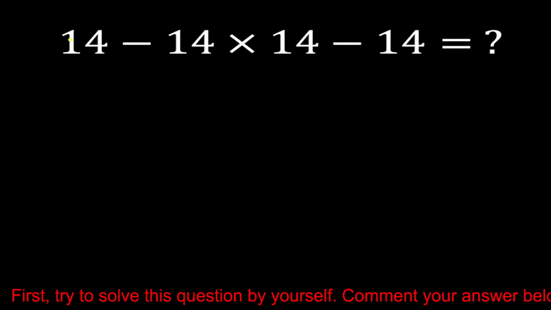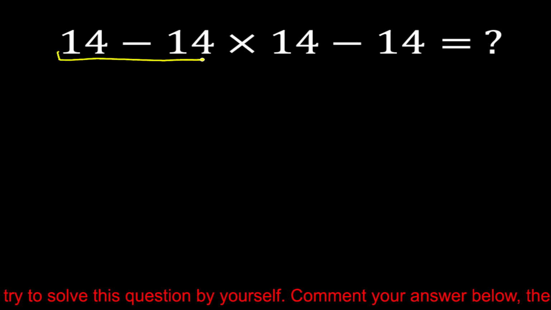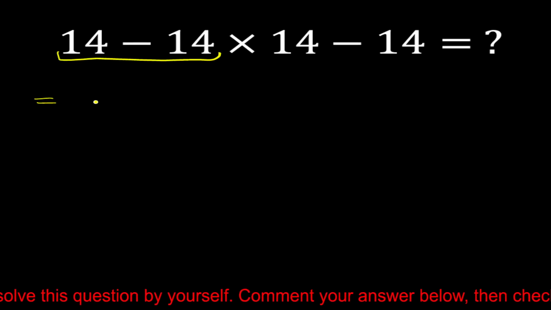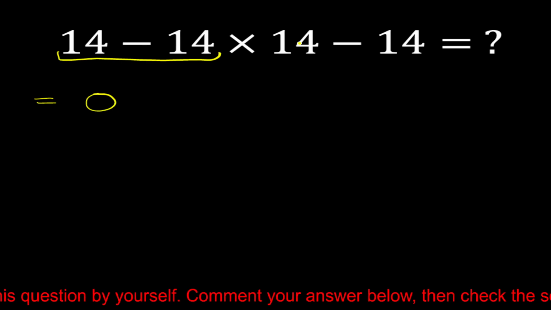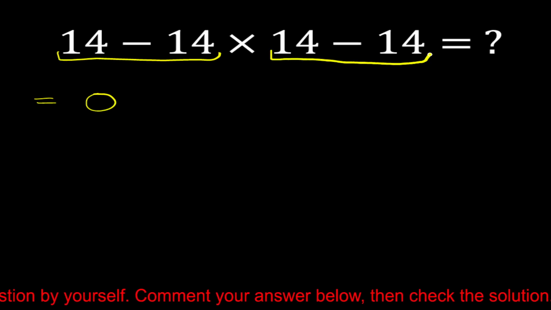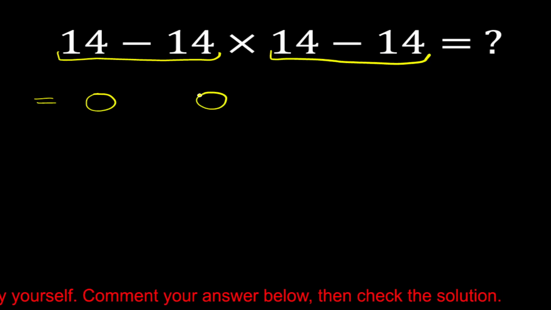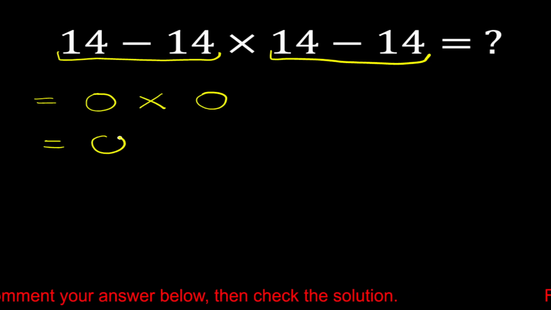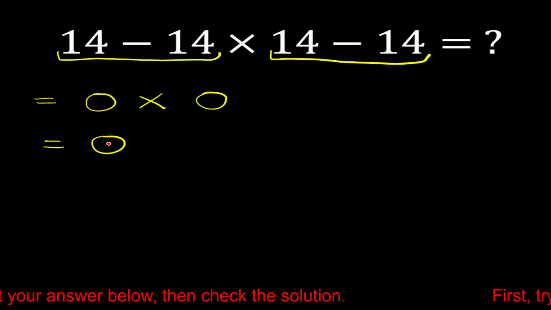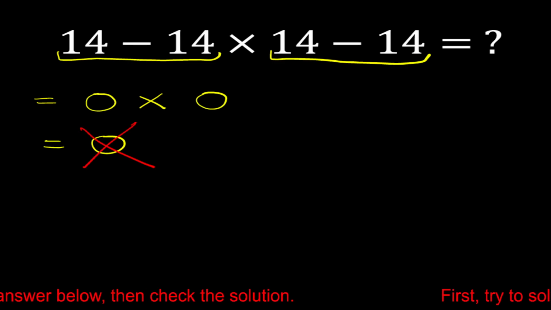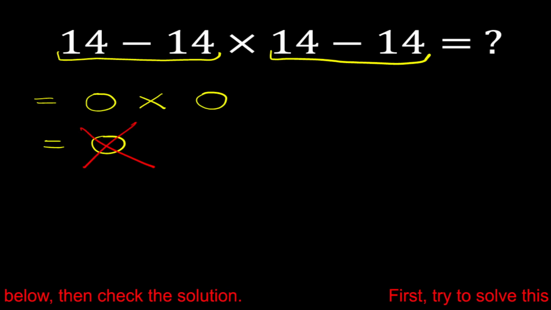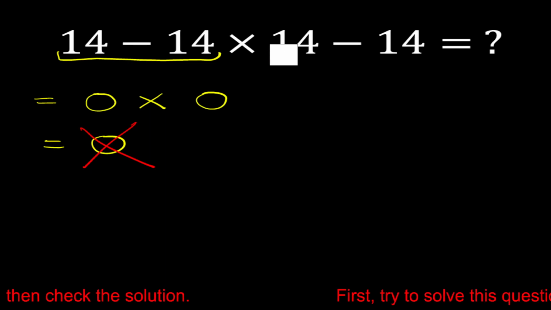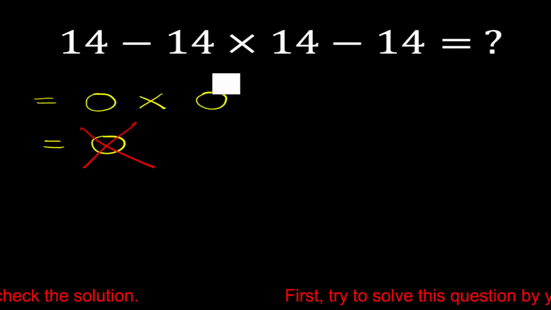So most people solve this question like 14 minus 14 is equal to 0. Then again 14 minus 14 is equal to also 0. Now 0 multiplies 0 is equal to 0. But this answer is not correct. This answer is completely wrong. Now let's solve this problem correctly by using a PEMDAS rule, okay?